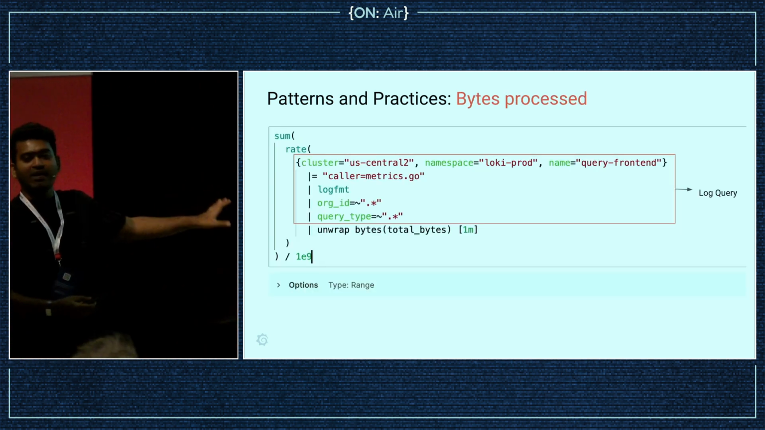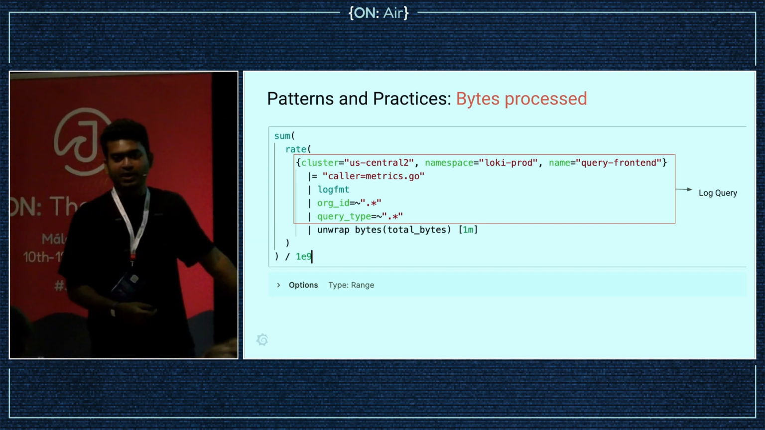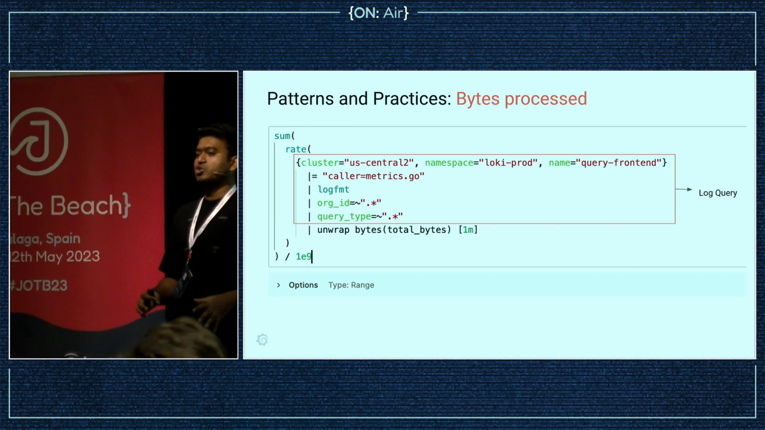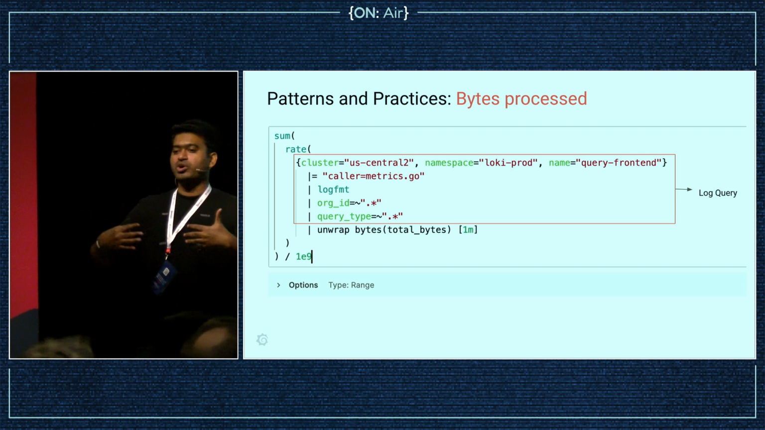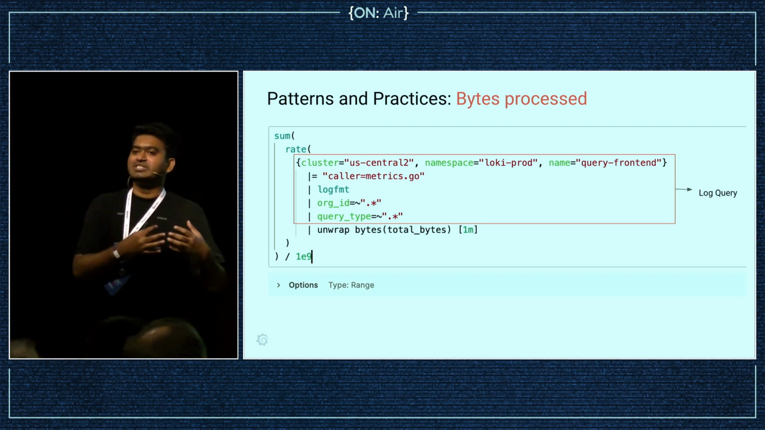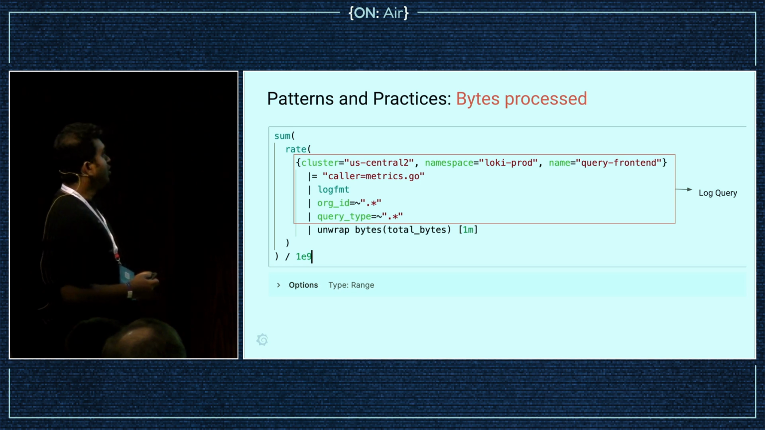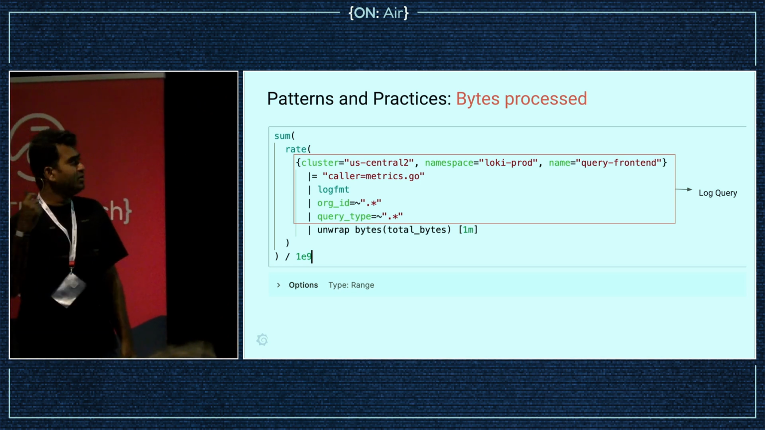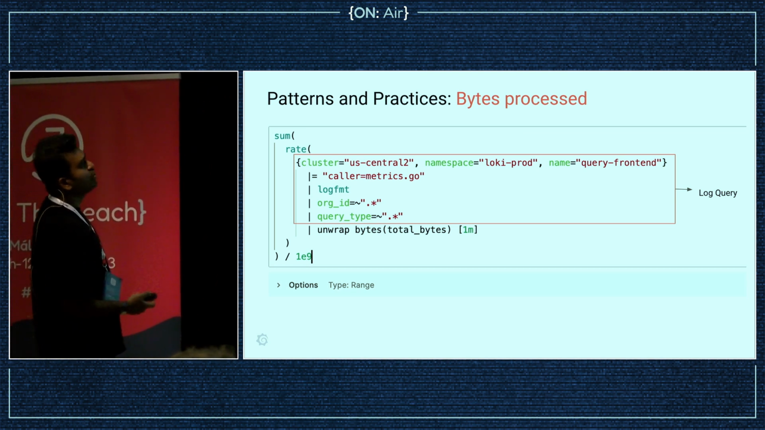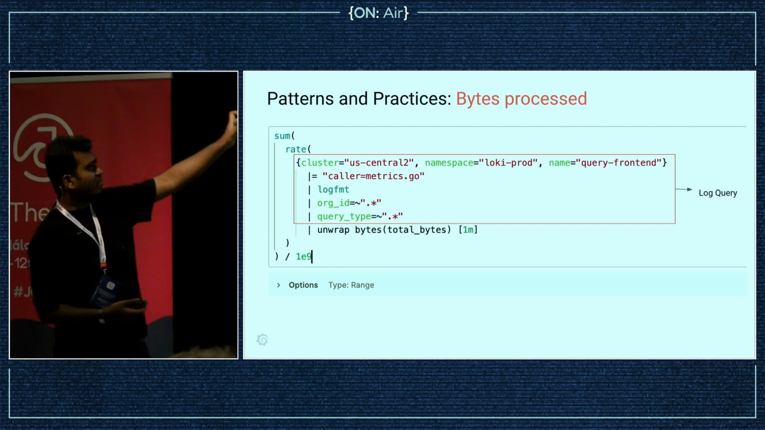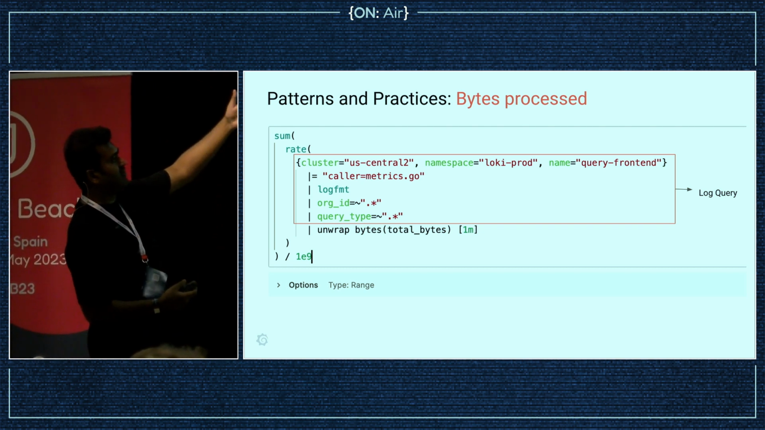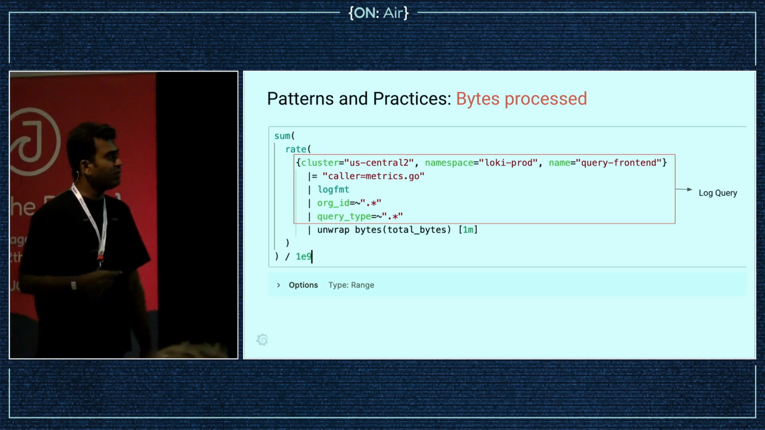So once you have that log line, you can do some cool things, right? One of the things we often want to do is, for every Loki instance, know how much data it is processing at any point in time. So this query, using that log line, is trying to get all the logs from the query frontend, which is one of the components of Loki.